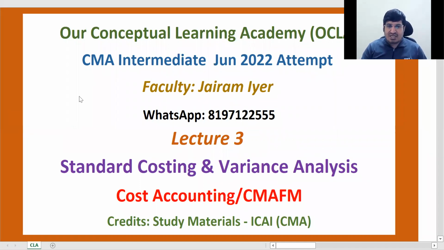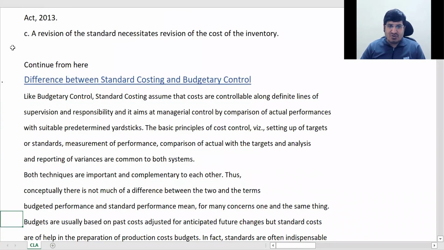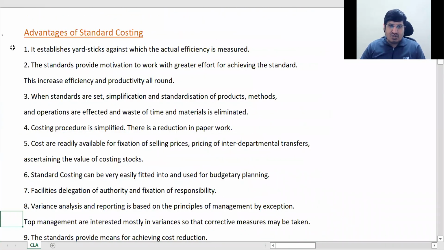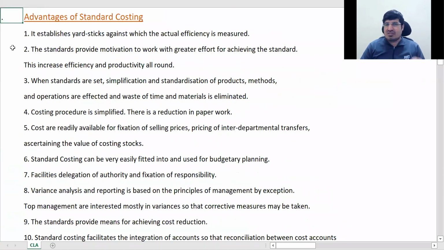So we are doing lecture 3 of standard costing. First of all, I'll take you through the advantages and disadvantages of standard costing very quickly. These questions are very, very important. They come, and if you write correct points, you will get full marks. If they ask for 5 advantages, you get 5 marks. Normally 5 or 6 would do.